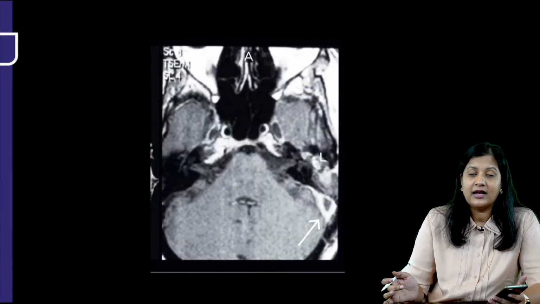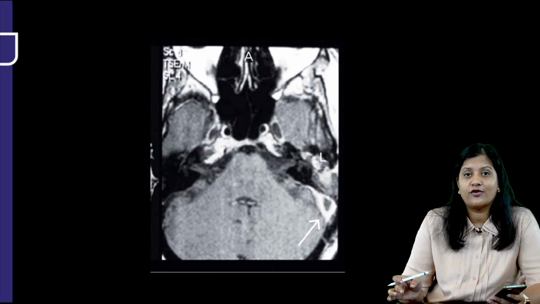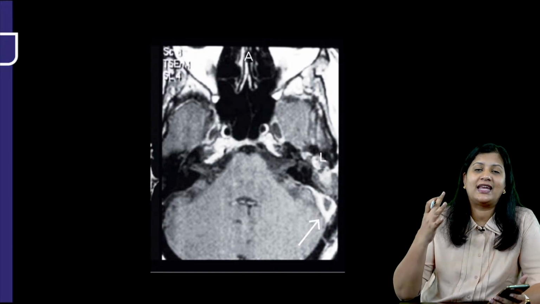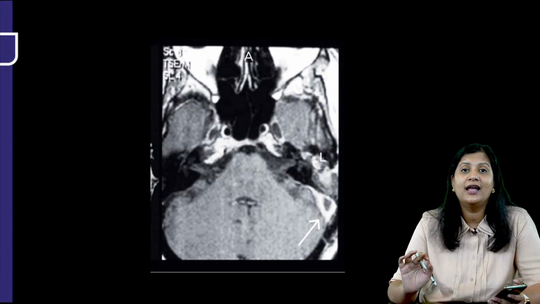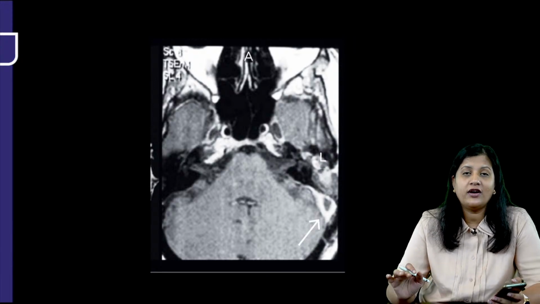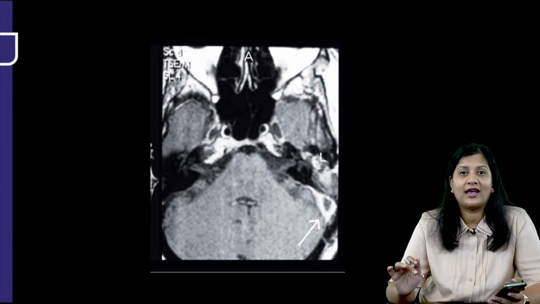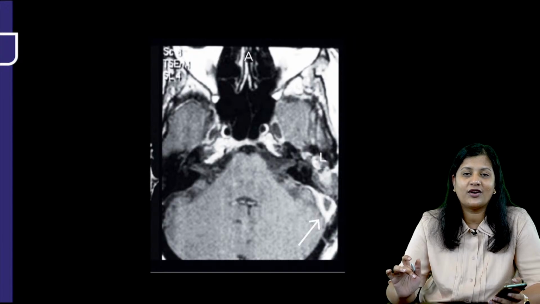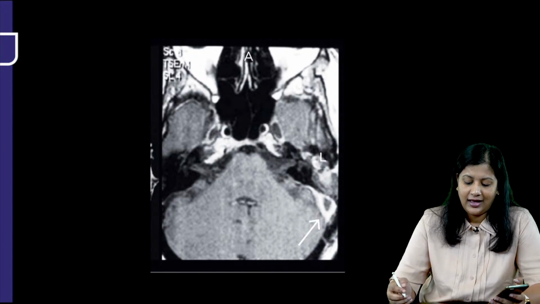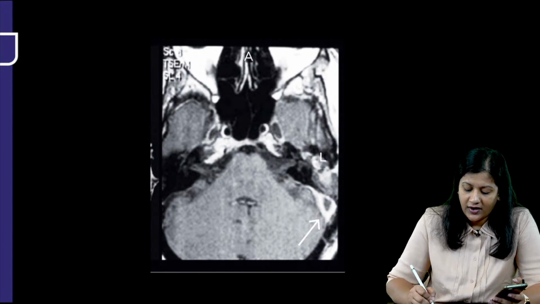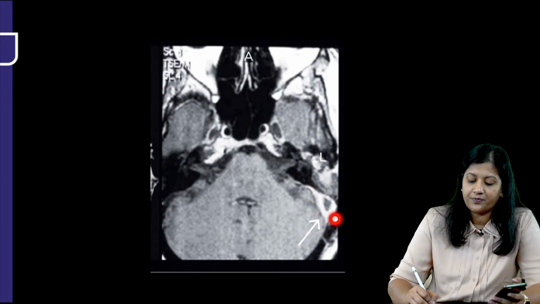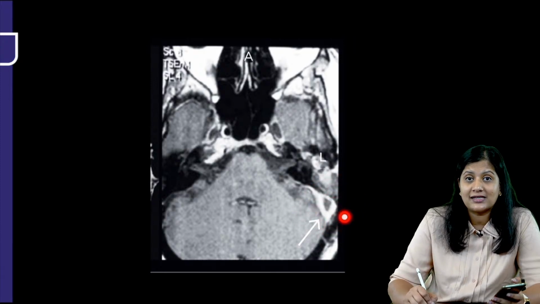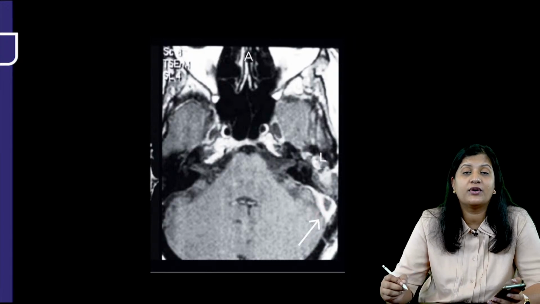Okay. Now there is an image coming in front of you. Can you tell me what is striking to you when you look at this image? Now this is something that you will have to know for sure. What is it that is striking to you when you're looking at this image? So please tell me, what is it? Here there is something that is very, very typical. I'll just point it out for you. What are you seeing here? What is the name given to this sign, and in what condition do you get this sign positive?